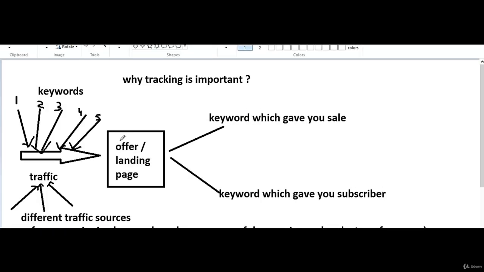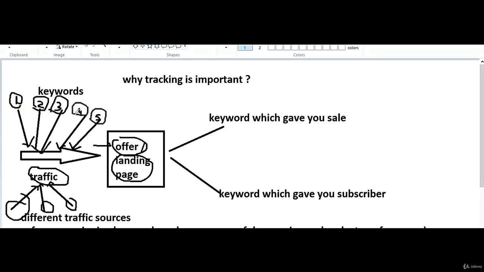See, this is your offer. Whether you send the traffic directly to the offer or to the landing page, you are sending traffic, and traffic is coming from different traffic sources, right? And also you are using different keywords for this traffic. So there are two parameters. The traffic is coming from different traffic sources and traffic is coming from different keywords, right?